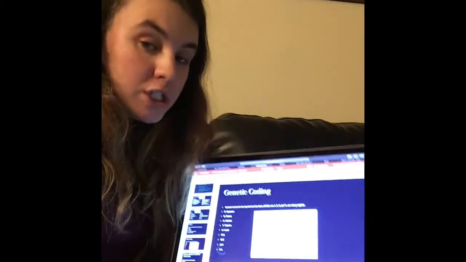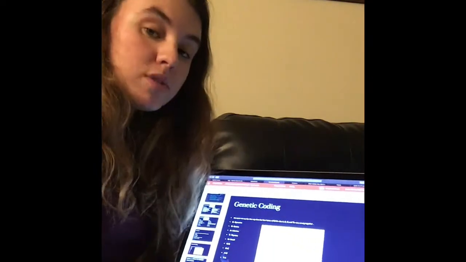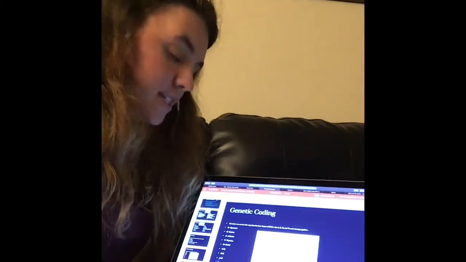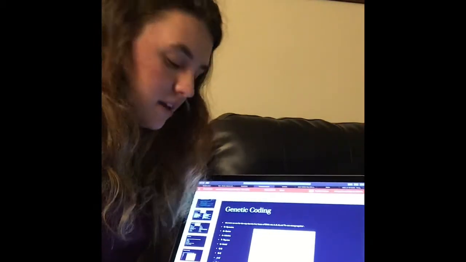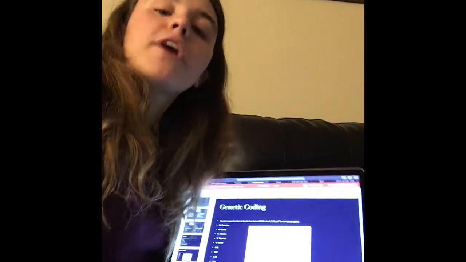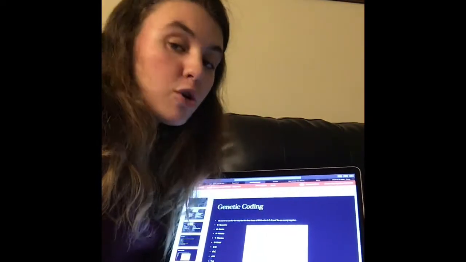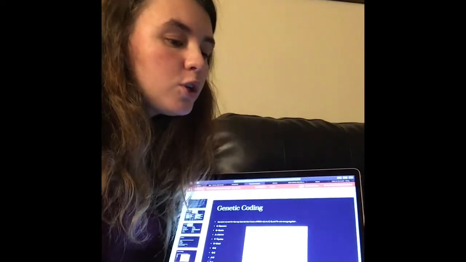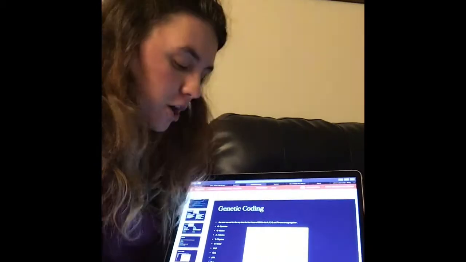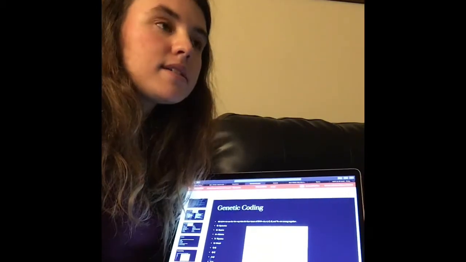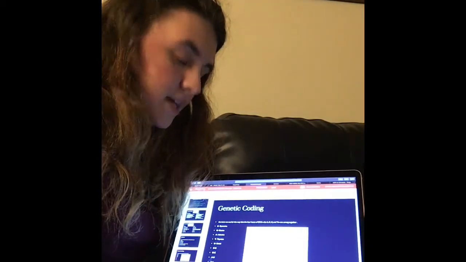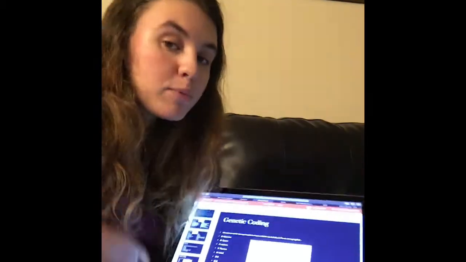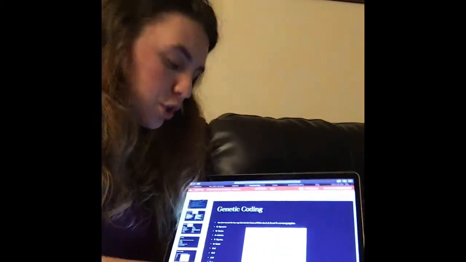So C pairs with G, cytosine with guanine. G pairs with C, guanine with cytosine. A pairs with U, adenine and uracil, and T pairs with A, thymine and adenine. Remember, there is no thymine in RNA. Instead of thymine, we have uracil. So uracil is paired with adenine because DNA has all of those the same as RNA except one: T is replaced with U.